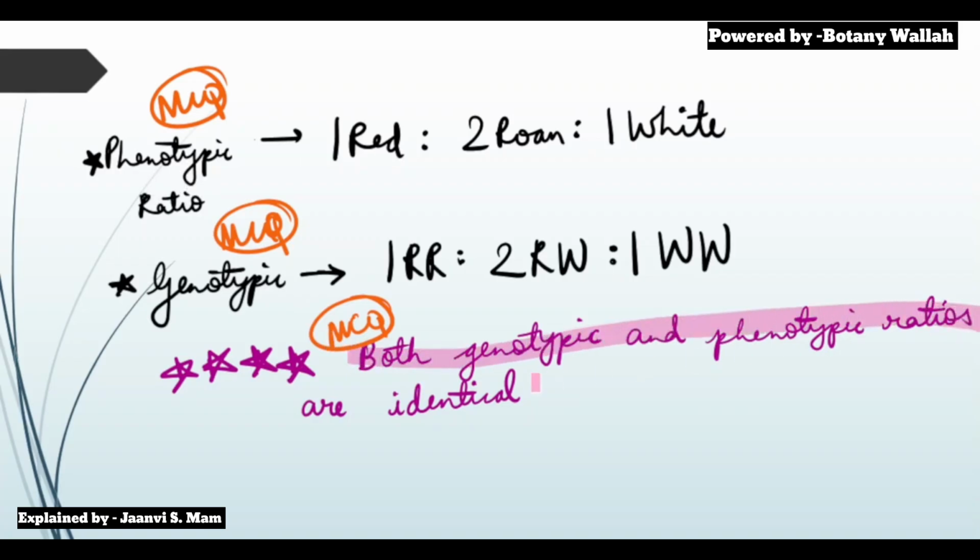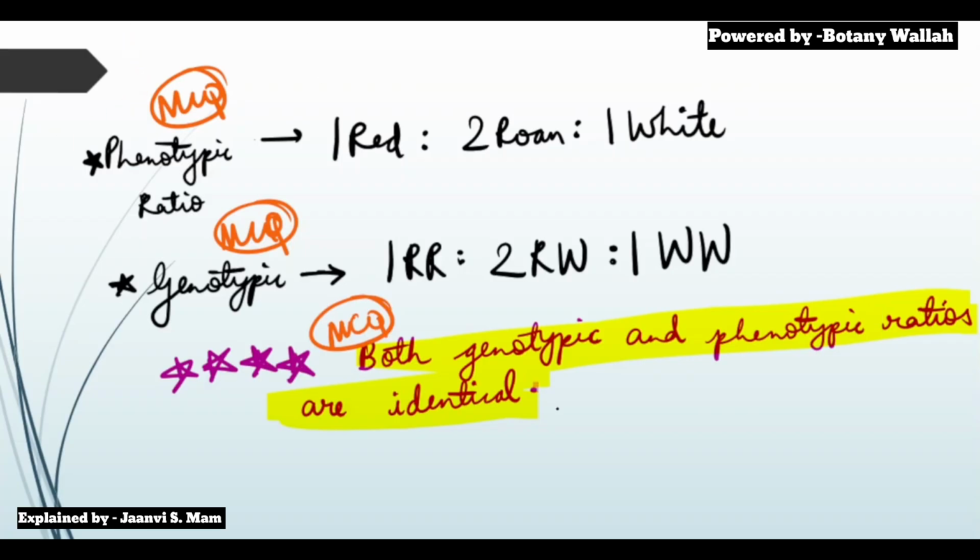This is a very important statement. You should know it. Even in incomplete dominance, we saw that there was the same genotypic and phenotypic ratio. So you can actually get the question as: which of the following have the same genotypic and phenotypic ratio?